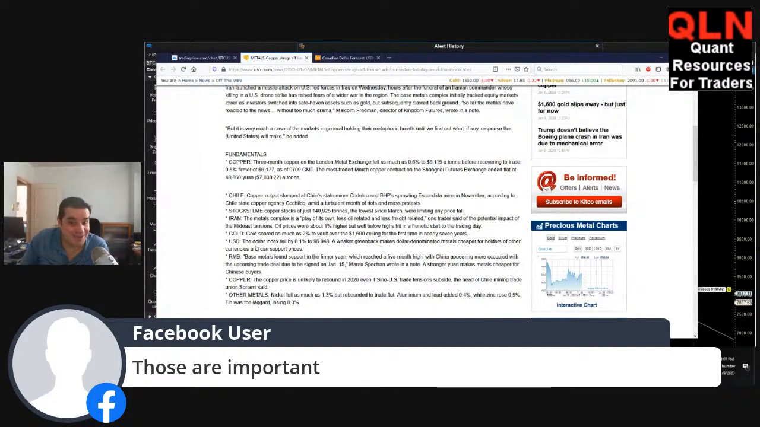But again, I think we're doing a pair here, a pair of USD Canadian. We'll talk about that in a minute. USD fell 0.1%. The USD has been falling. The forex market overall is just a nightmare. RMB, firmer yuan reached a 5-month high with China appearing more occupied with upcoming trade deals. Now here's the one. Copper is unlikely to rebound in 2020 if the China-U.S. trade tensions subside. They will. I mean, there was an alert going out yesterday with the Chinese VPs going over to sign the first wave of the agreement.